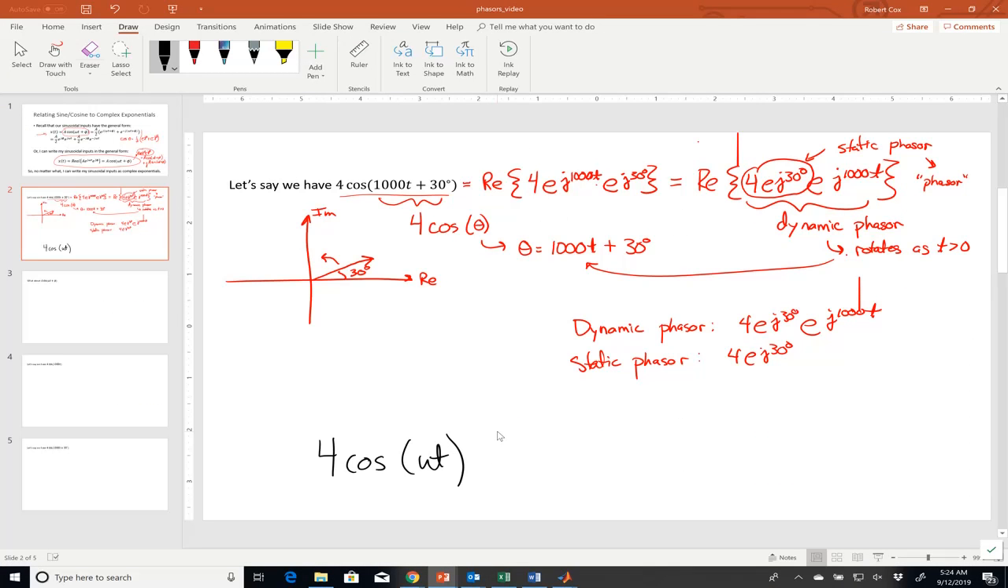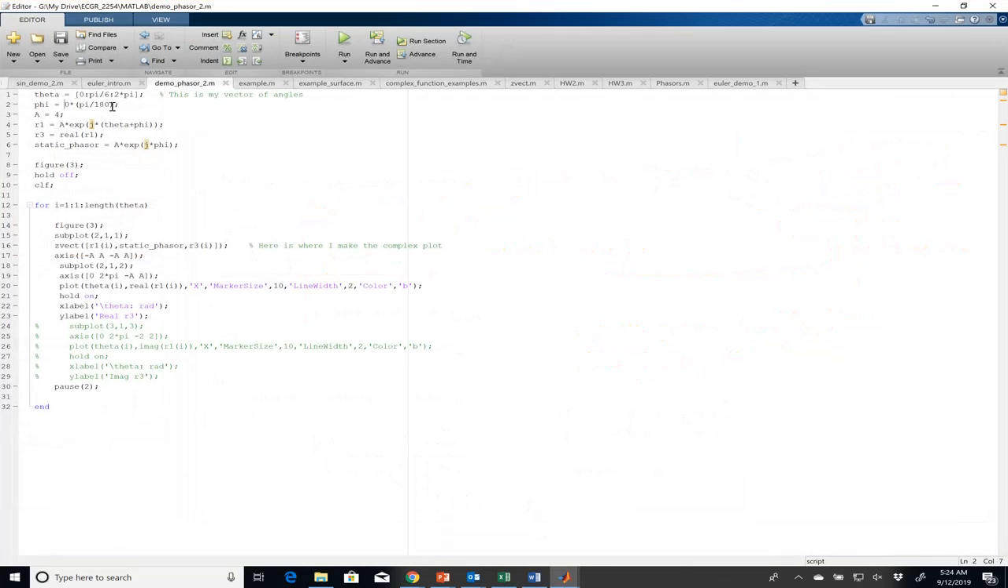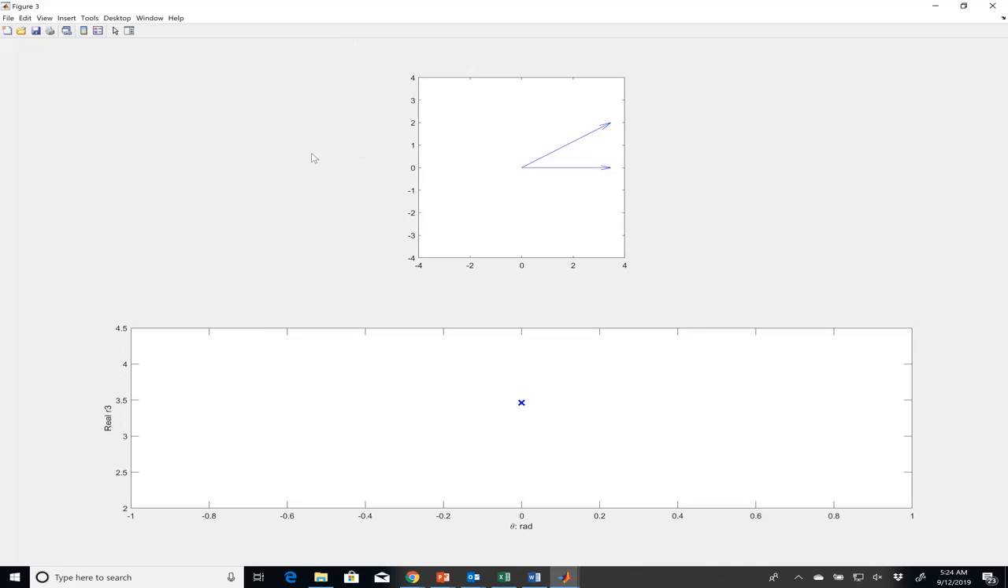for cosine omega t. Let's say I did it now for 4 cosine omega t plus 30 degrees. So I'm going to go to my MATLAB script, and I'm going to give this a 30-degree offset. Okay, and I'm going to run it again.